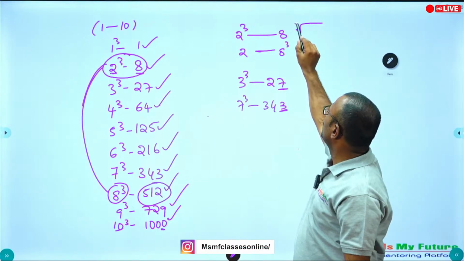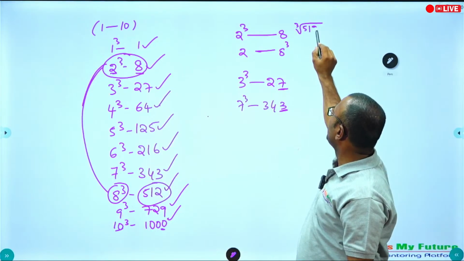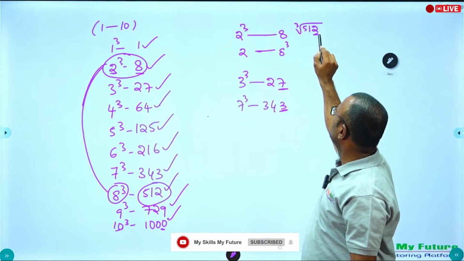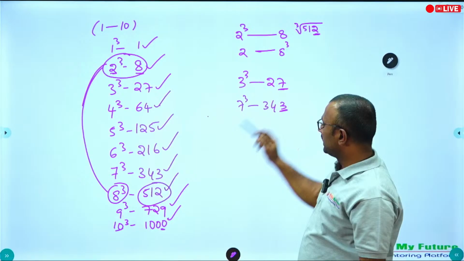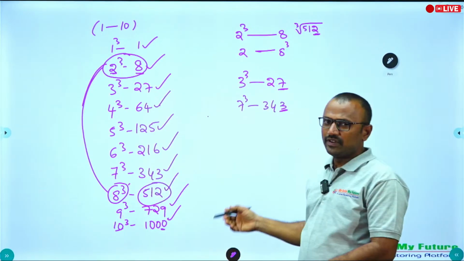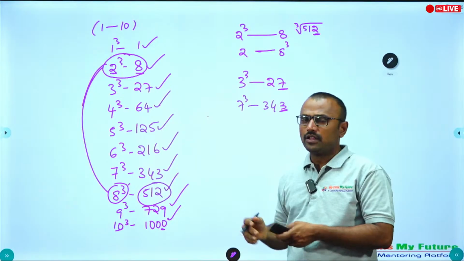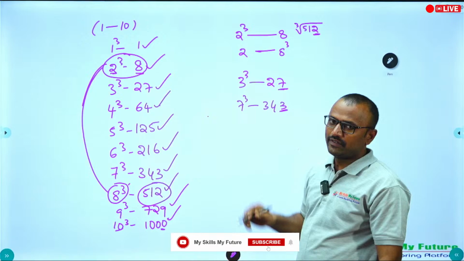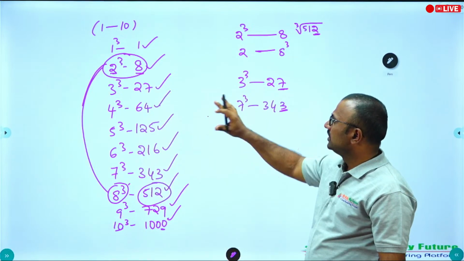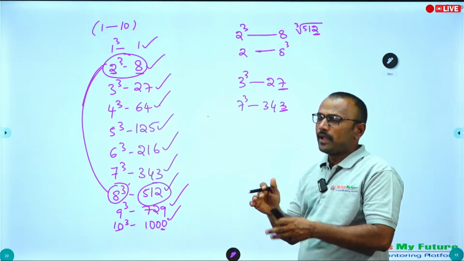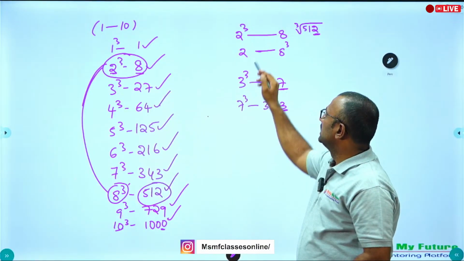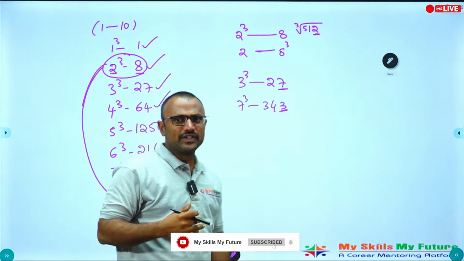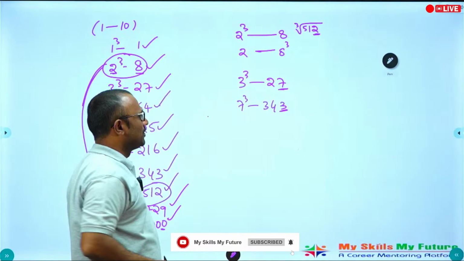Suppose the cube root of 512, what is the value? If you see that the unit digit is 2, we can directly say it is 8 cube. In the following session, we will discuss how to find the cube root of a number and how to find the cubes of numbers from 11 to 99. I hope it is clear: 1 cube to 10 cube, and the familiarity given: 2 cube ends with 8, 8 cube ends with 2, 3 cube ends with 7, 7 cube ends with 3.